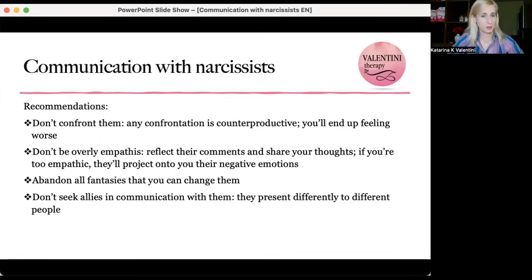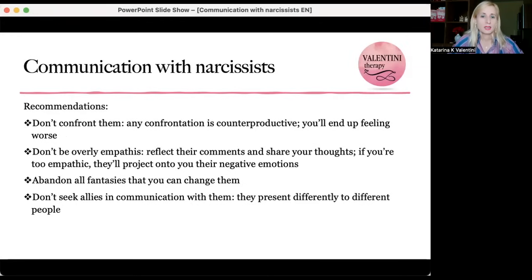Now, some recommendations, what to do, what not to do when talking to narcissists. Don't confront them. Confrontation will not lead you anywhere. Even if you know you're right and he's wrong, don't shove that into his face. Any confrontation is counterproductive and you will end up feeling worse.